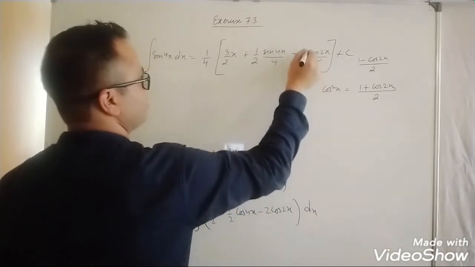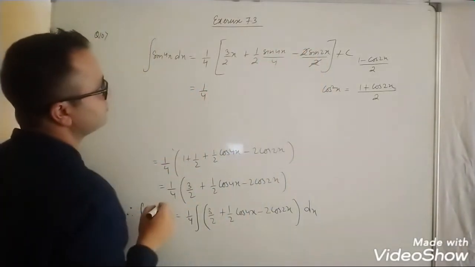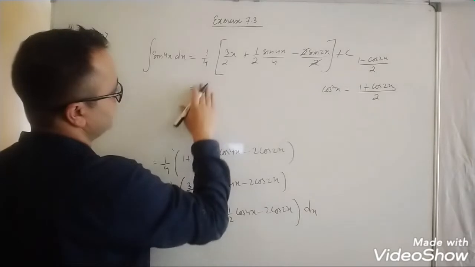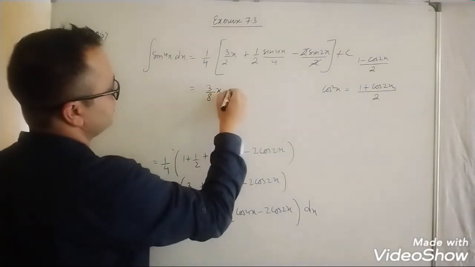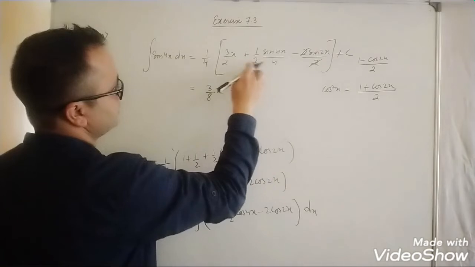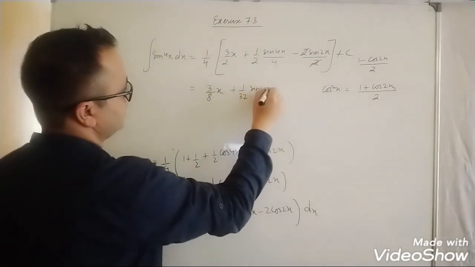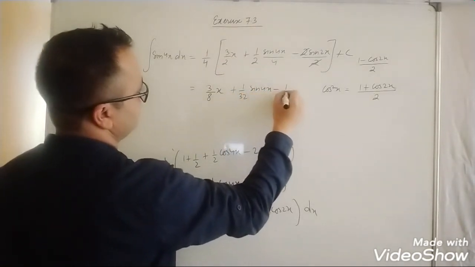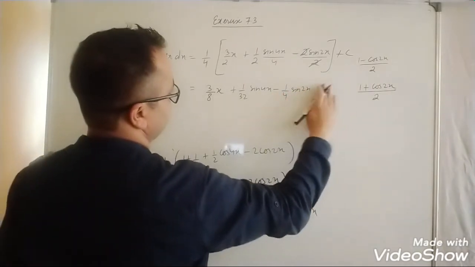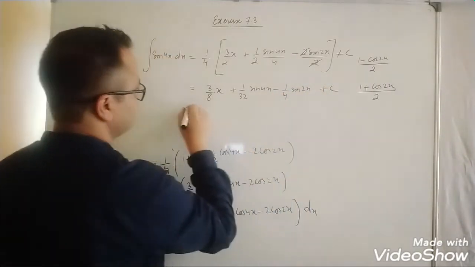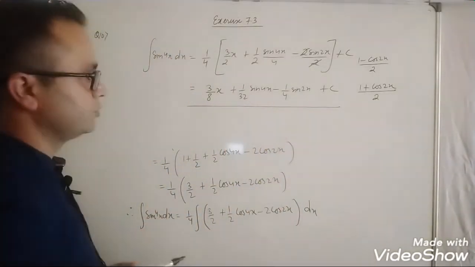So we can cut 2 here. So this equals 1 by 4. Now we can multiply. It is 3 by 8 x plus 4 4s are 16, 16 2s are 32, 1 by 32 sin 4x minus 1 by 4 sin 2x plus c. Now this is the answer of question number 10. Now move to question number 11.